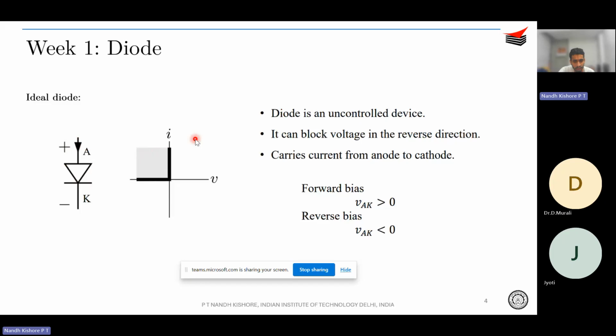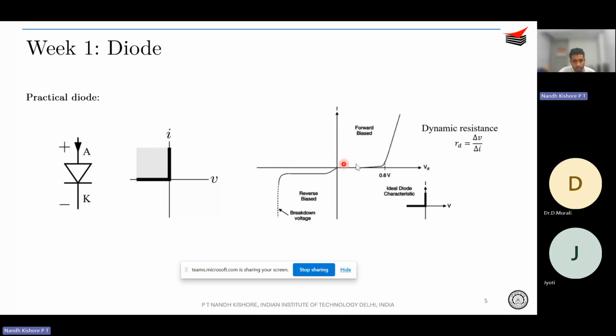And of course it's an uncontrolled device. You can't control the current flow. Once the diode gets forward biased, it will start to conduct, right? Just that the voltage across the anode to cathode needs to exceed the cut-in voltage. If it does so, then it would start to conduct. So this is an ideal scenario, but if we take a practical diode, there is a specific cut-in voltage, maybe around 0.6 or 0.7 volts for silicon diodes and 0.3 or 0.35 volts for germanium diodes. But anyway, there would be a cut-in voltage, and beyond that, the diode would start carrying current.